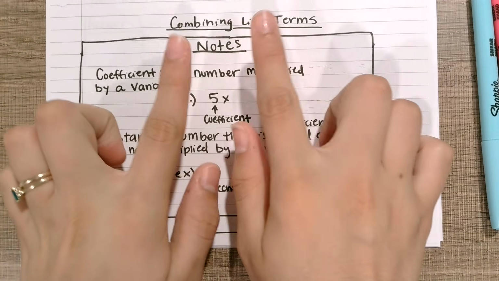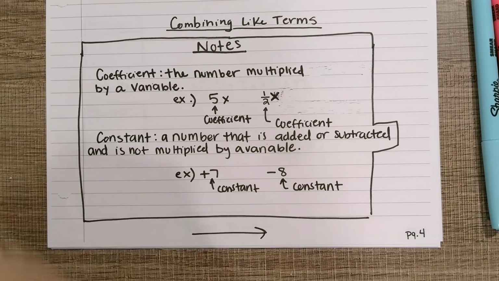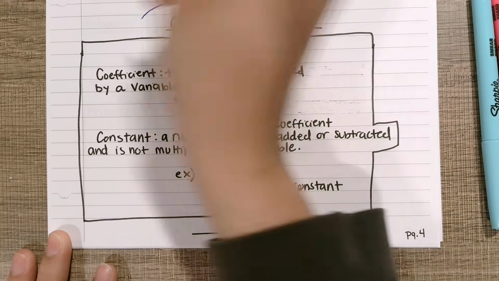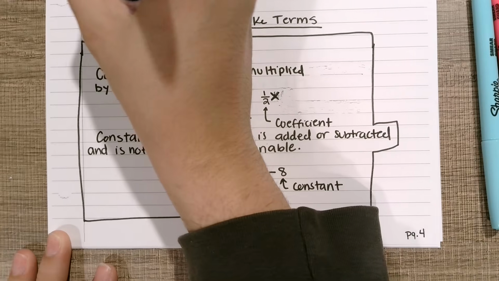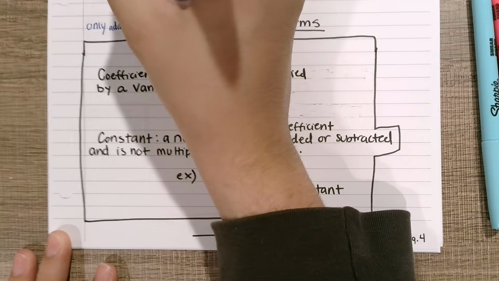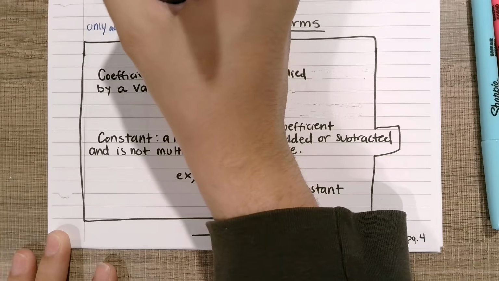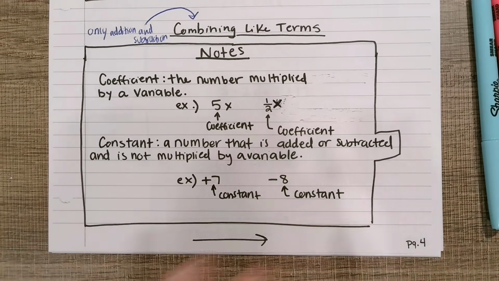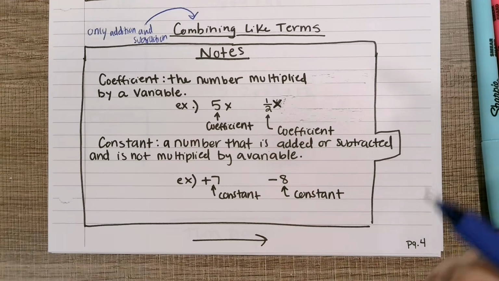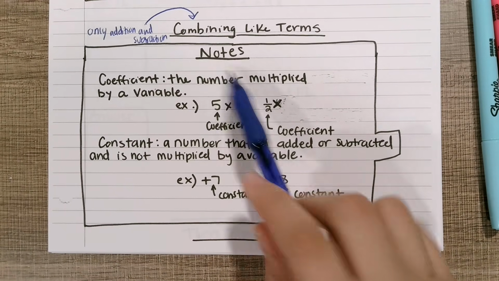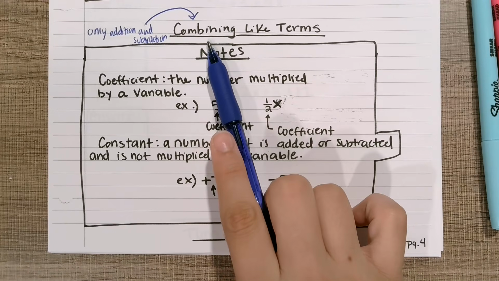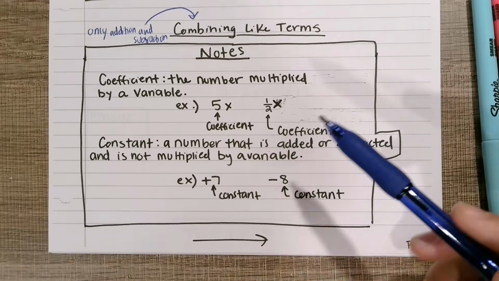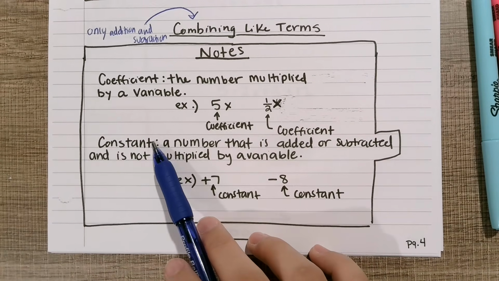Okay, so now we're talking about combining like terms. And one thing I want to point out that's not written down is that combining is only addition and subtraction. So whenever we're combining like terms, we're just adding and subtracting like terms. To know if something is a like term, it's going to have the same variable or the same not having a variable. So pretty much we could classify our like terms as coefficients and constants.